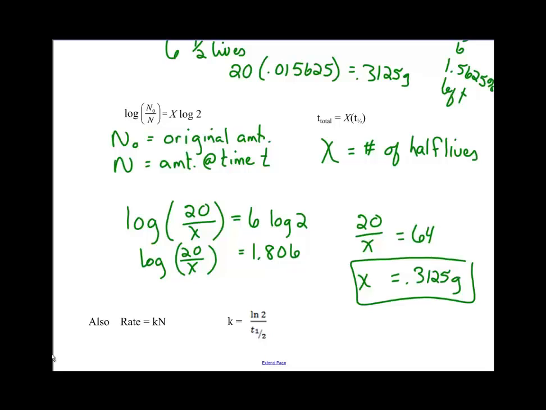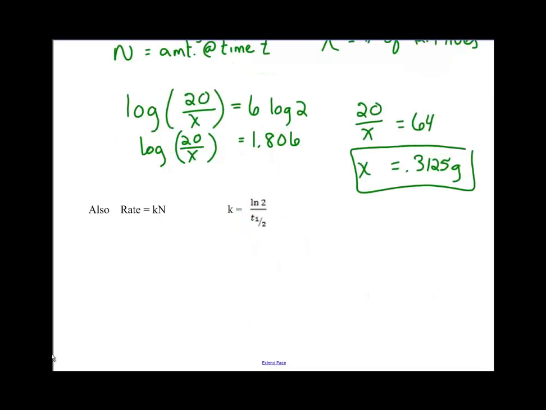Again, a reminder that radioactive decay is a first-order reaction, so my rate equation is simply going to be the rate constant times my quantity N. And the rate constant is the natural log of 2 divided by t 1/2. Again, these are equations that we saw in kinetics.